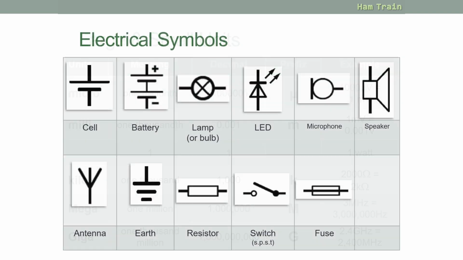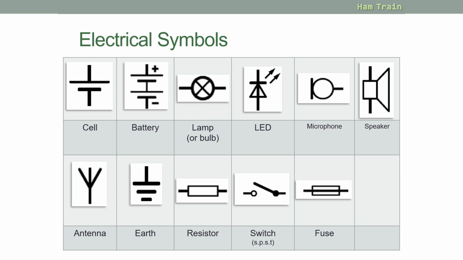Now we're going to look at some electrical symbols. On the screen here you can see cell, which is next to battery. A battery is actually made up of multiple cells. You can see the battery symbol here shows the plus and the minus, and you can see this one happens to be made up of 2 cells. So cell and battery, slightly different things.